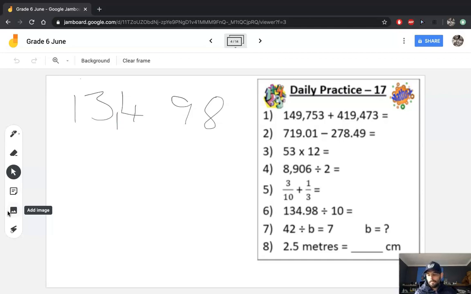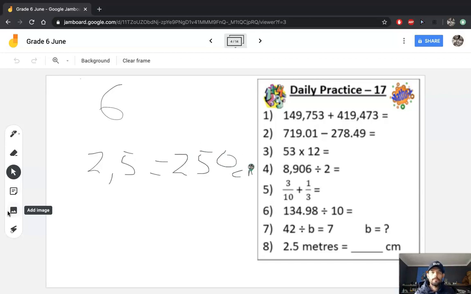Question 7. It'll be interesting to see if you guys pick this one up. 42 divided by b equals 7. So 42 divided by what equals 7? And that's quite correct. b is going to be equal to 6. And then just a conversion question to end off on. 2,5 meters is equal to how many centimeters? And your conversion from meters to centimeters is to multiply by 100. So that's going to be 250 centimeters.